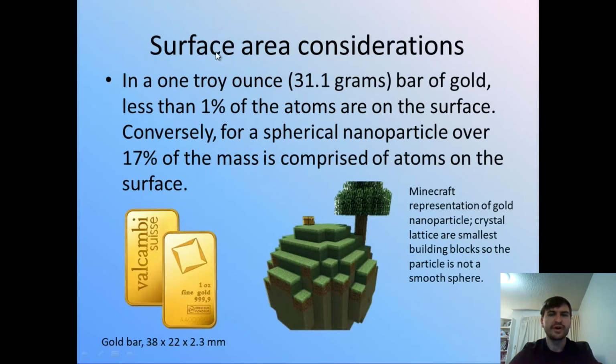One of the reasons why nanoparticles are superior catalysts is that they have a higher surface area to volume ratio. For example, on the left is a 1 troy ounce bar of gold. I did the math and it's about 0.29%, or about a third of a percent, of all the atoms are on the surface. Those are the atoms that are available for reaction. The interior atoms are not beneficial as far as catalysis is concerned.